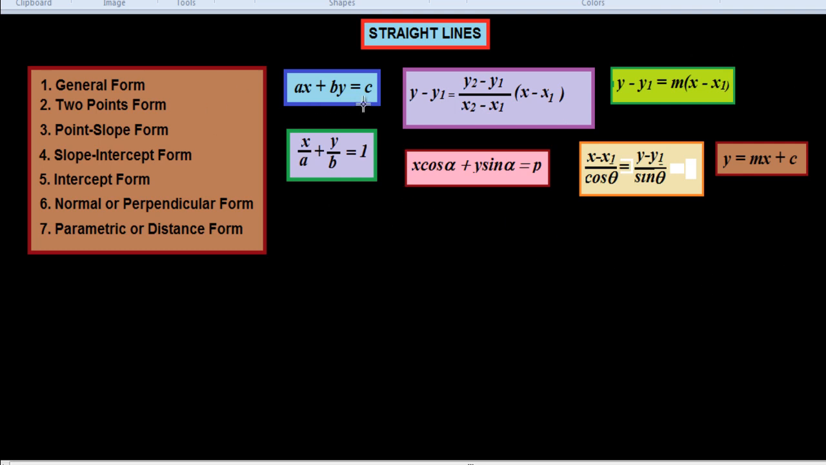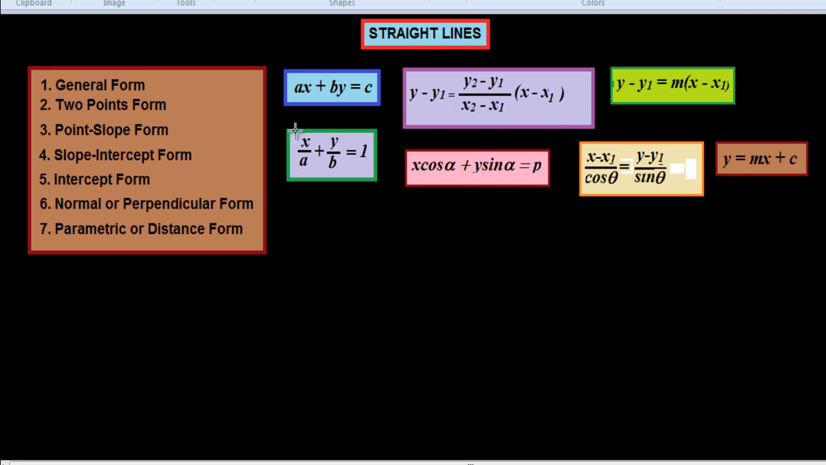Ax + By = C is the general form. This one is the two-point form: y - y1 = (y2 - y1)/(x2 - x1) multiplied by (x - x1). This is the two-point form. Now this one is the point-slope form: y - y1 = m(x - x1). This is the slope-intercept form: y = mx + c.